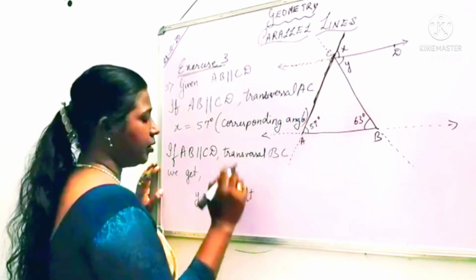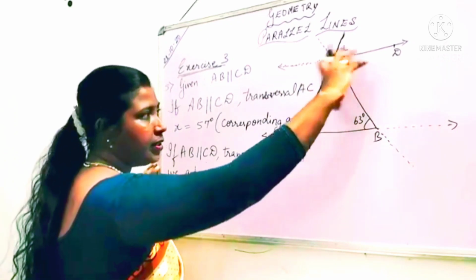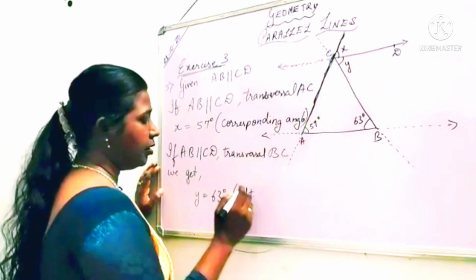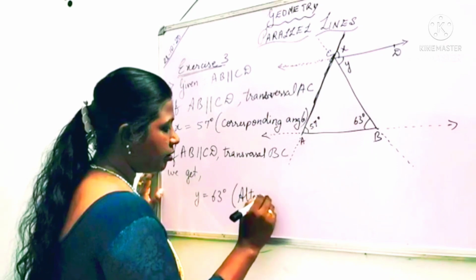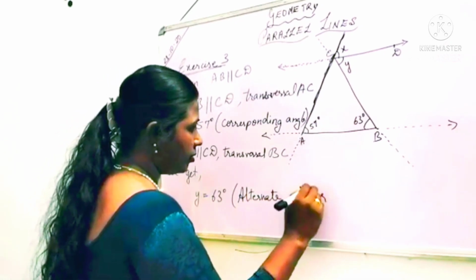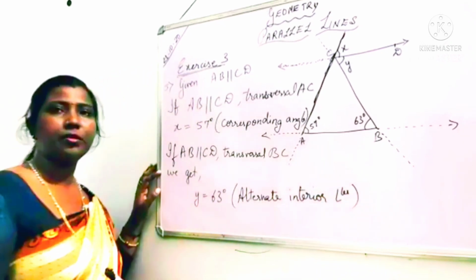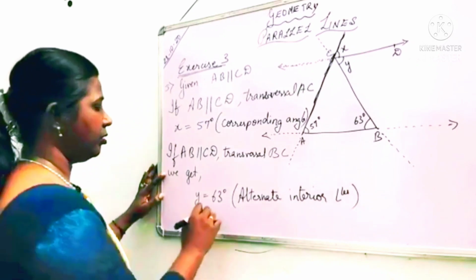This is the opposite part. So alternate, and it is also inside the parallel lines, not outside. So alternate interior angles. Okay, fine, students. I hope you understood.